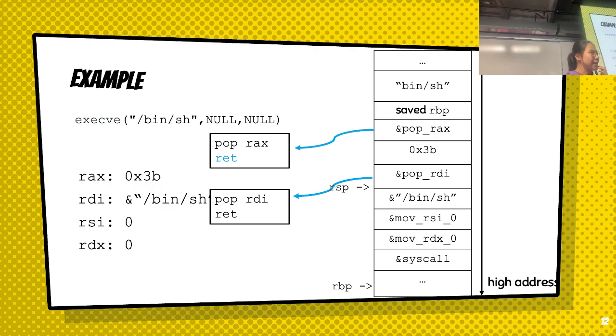So this is the way you can chain those gadgets together, and you will have a so-called ROP chain. I hope this is clear enough for you to understand how a ROP chain works.